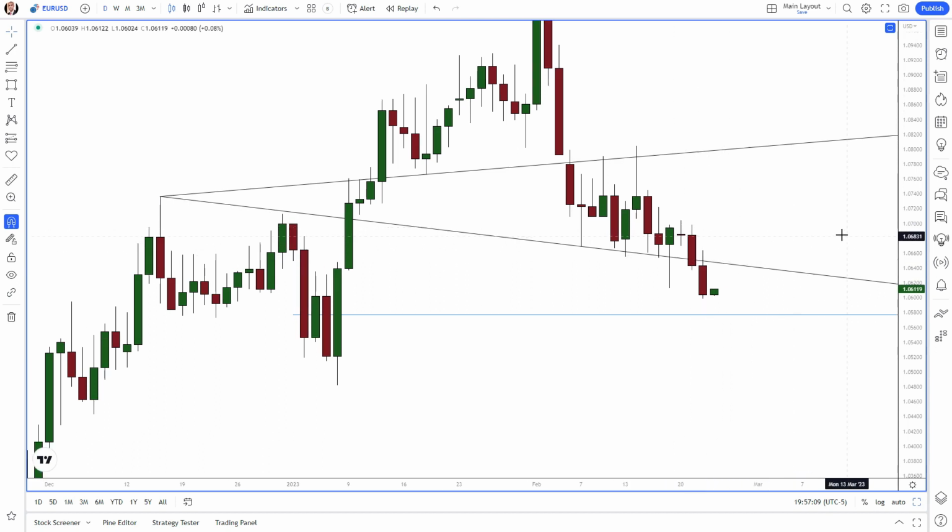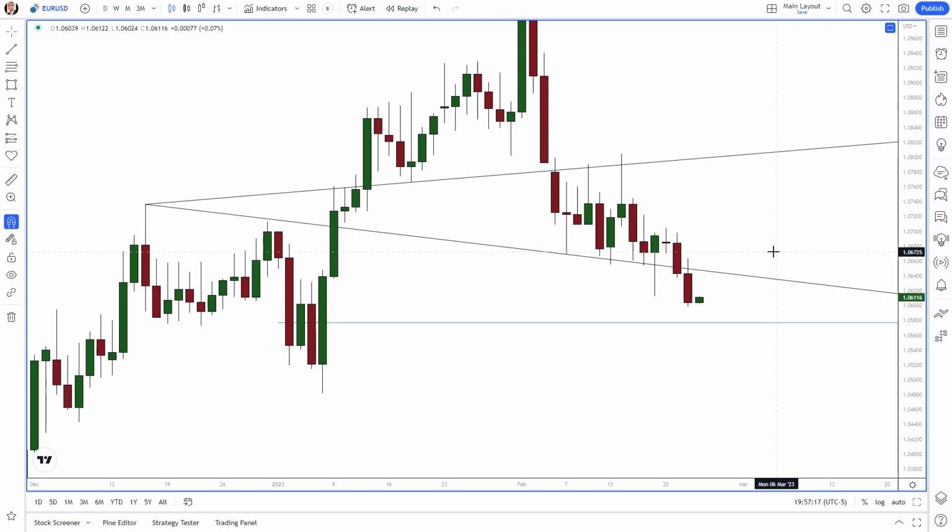Which is right over here. So we have to see what happens. If the market comes all the way back up and it threatens this level, then you just make adjustments.